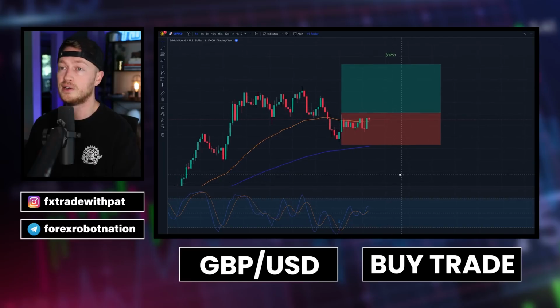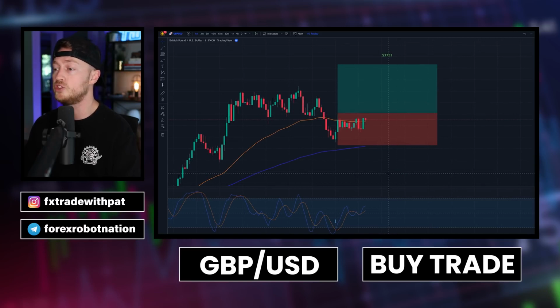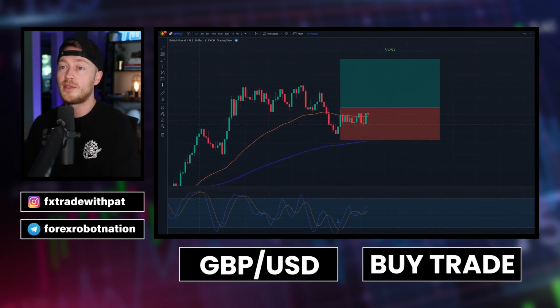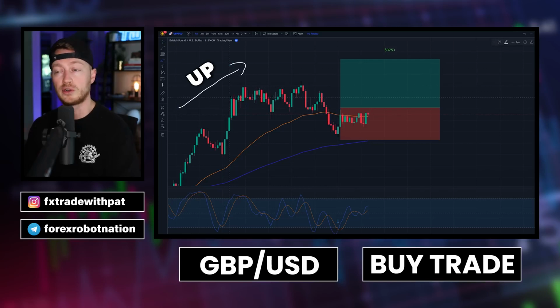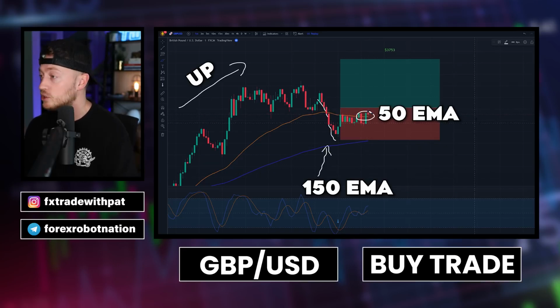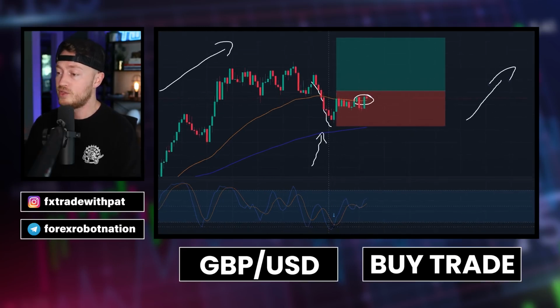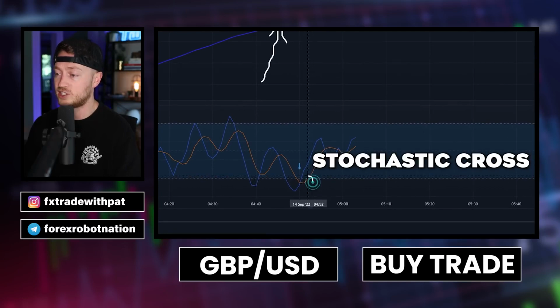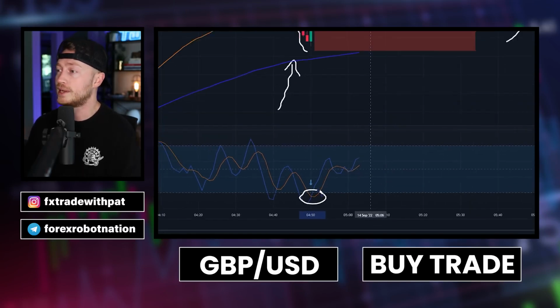You can see right here, this is a Great Britain pound US dollar trade. So what am I thinking? I'm thinking buy trade, right? The market is going up on the short-term trend. Then we have the price coming down here, getting close to testing my 150 EMA, and then we get the price breaking the 50 EMA. So now I'm starting to look for these buy trades, right? And then I also have the stochastic cross right at this level right here. So now I'm looking to place my trade.